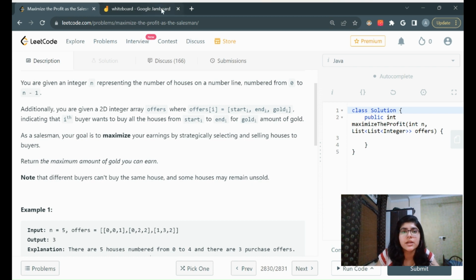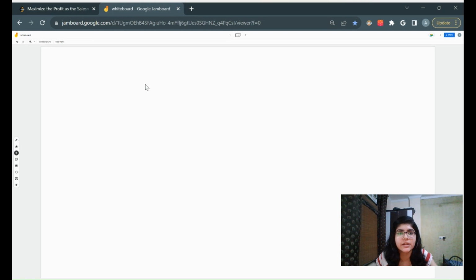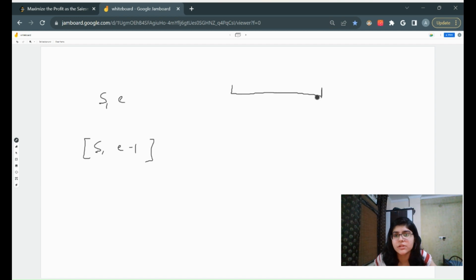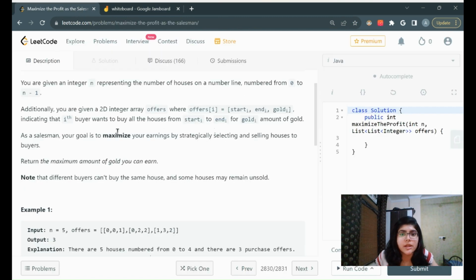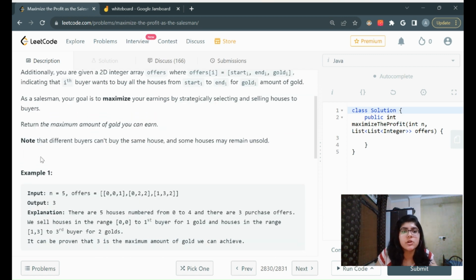What this means is that if there is a particular start and end given to us, then we cannot take from start to end minus one, or basically a subset of this. We have to take all of the houses. Basically, you have to buy all of the houses from start till end. Our goal is to maximize your earnings by strategically selecting and selling houses to buyers. So, whenever you're given a question, focus on what the goal is. Here we need to return the maximum amount of gold you can earn.